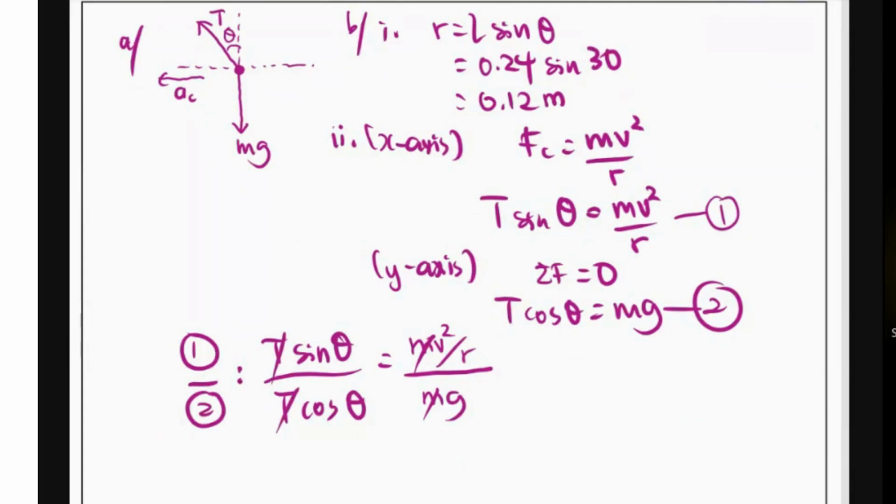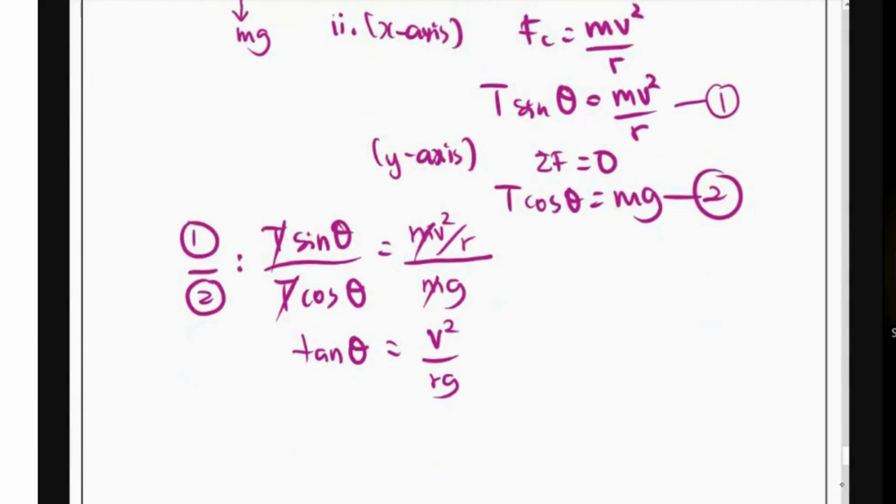And here you have to know that sine theta divided by cos theta is math's formula, which is equal to tan. So tan is sine by cos. Remember that. Tan is sine by cos. So simplify, sine theta by cos theta is the same as tan theta. And on the right side, you are left with V squared divided by R and G put together, RG.